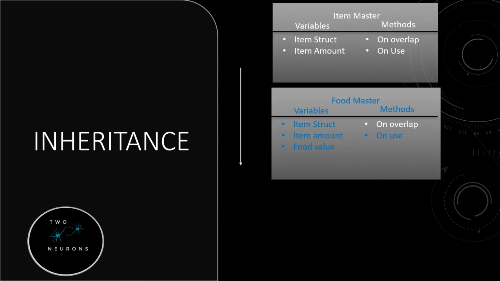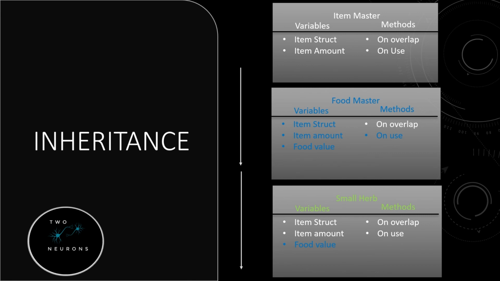And so that takes us to this next step where we get our small herb. Again, notice the font colors. We inherit from our item master the item structure, the item amount, the on overlap, the on use. We inherit from our food master the food value. But in this case, we can place this in the world. And again, notice that none of these values go back up to item master. We are also able to override, say, the food value or the item structure, which we would actually override as well. So remember, inheritance goes down from parent to child and does not go back up.